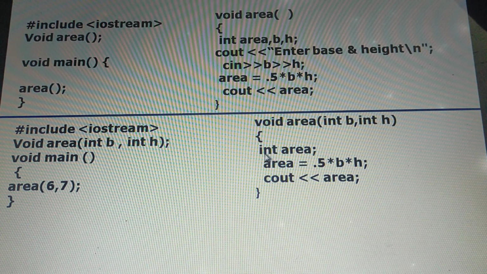Then open the bracket, output variable declare. Here input variables we have declared, so there is no need to declare them in the body of the function. Declare the int area. Give the calculation for the area of a triangle, half into base into height. Then print the result. Then how will it execute?